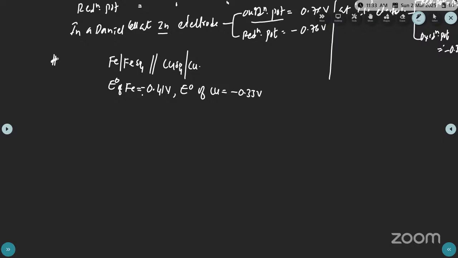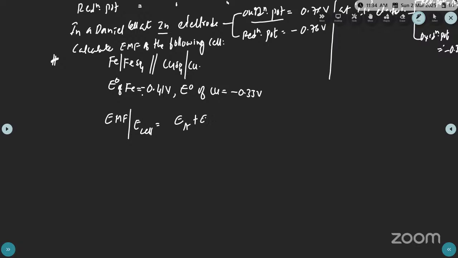Calculate the EMF of the following cell. So how can you calculate? E cell, or EMF, is equal to EA plus EC. What is EA? Potential at anode. What is EC? Potential at cathode.